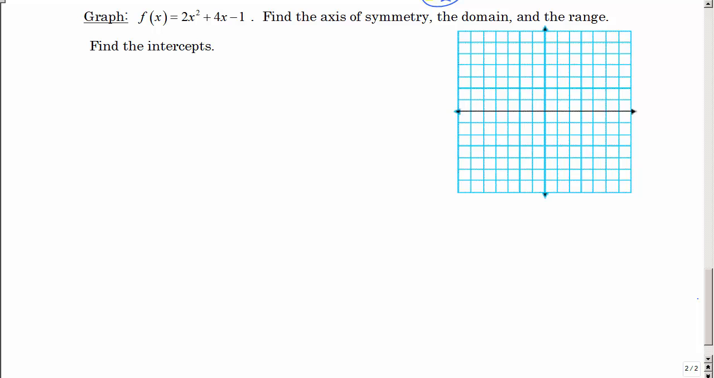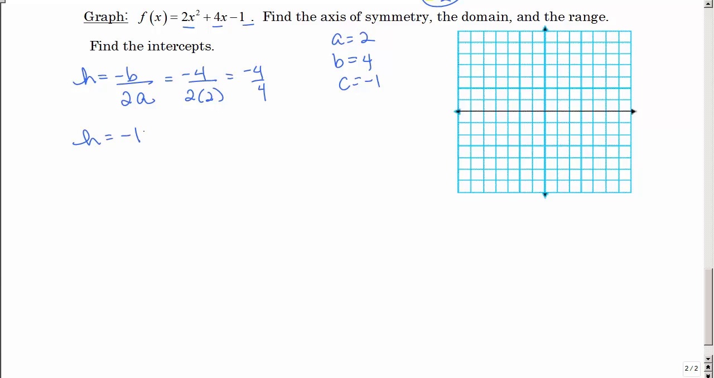You with me? Vertex h equals negative b over 2a. So a is 2, b is 4, c is negative 1. So negative b, that's the opposite of b, over 2a. That's the first half of your vertex. How do you get the second half? You come up here and you plug in the answer you just got.